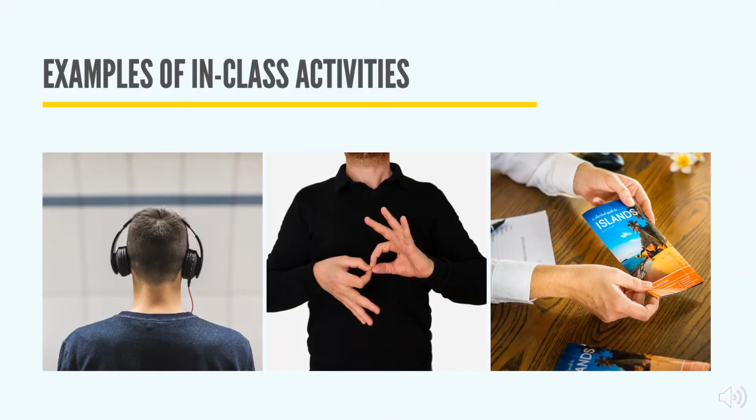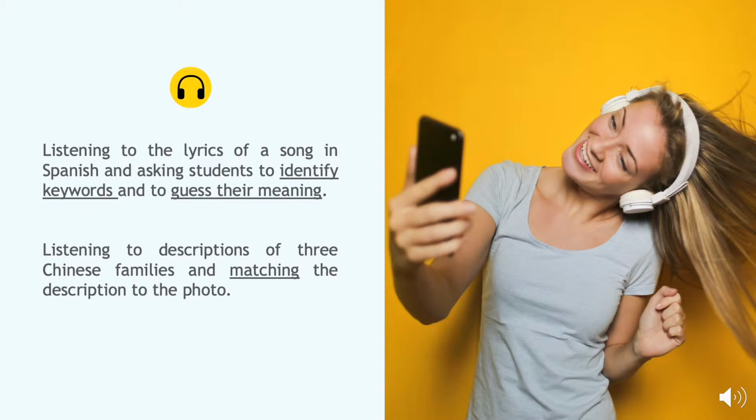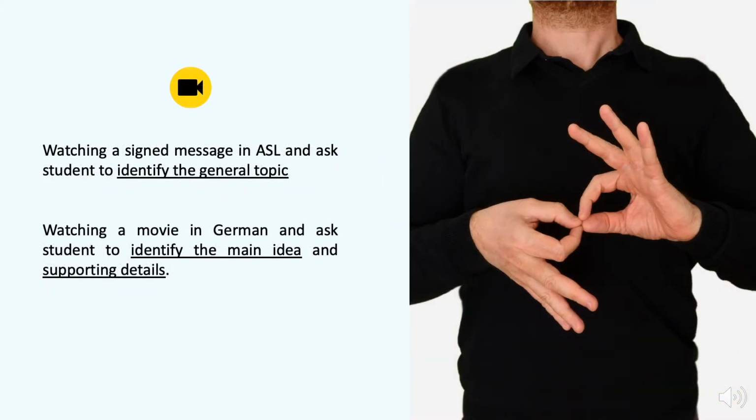Some examples of in-class activities that will help you assess students' communication in the interpretive mode are listening to the lyrics of a song in Spanish and asking students to identify keywords and to guess their meaning, or listening to the descriptions of 3 Chinese families and matching the description to the photo. Watching a sign message in ASL and asking students to identify the general topic. Or watching a German movie and asking students to identify the main idea and supporting details.